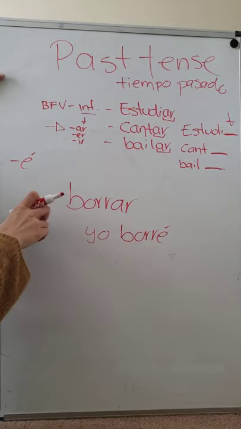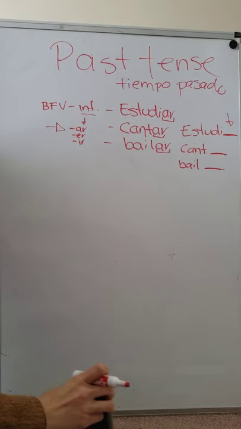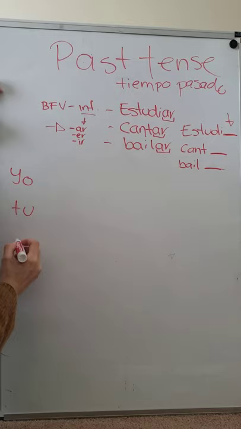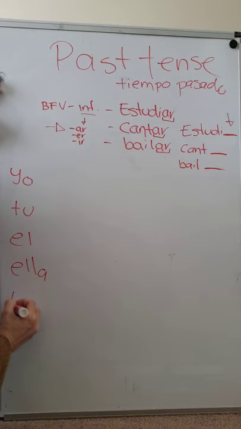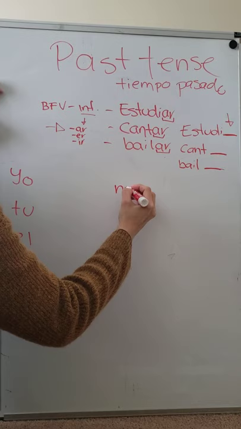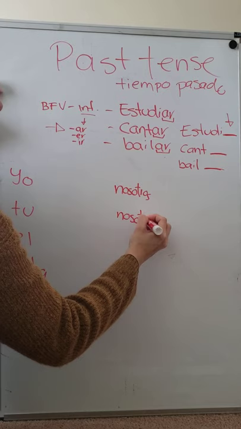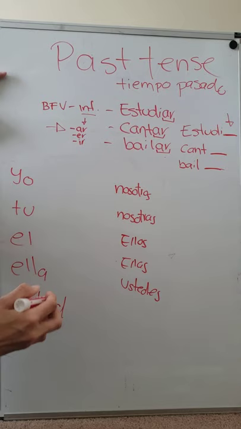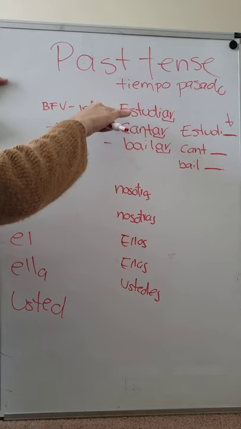Okay, now let's try with estudiar. Yo. Vamos a ponerlo más para acá. Yo, tú, él, ella, usted, nosotros, nosotras, ellos, ellas y ustedes. Muy bien. Now, yo. We're gonna do like this, with yo, with tú, with él, and repeat, repeat, repeat.